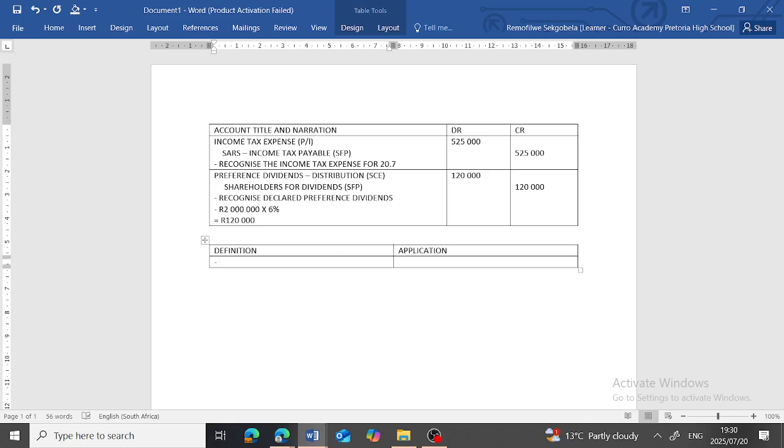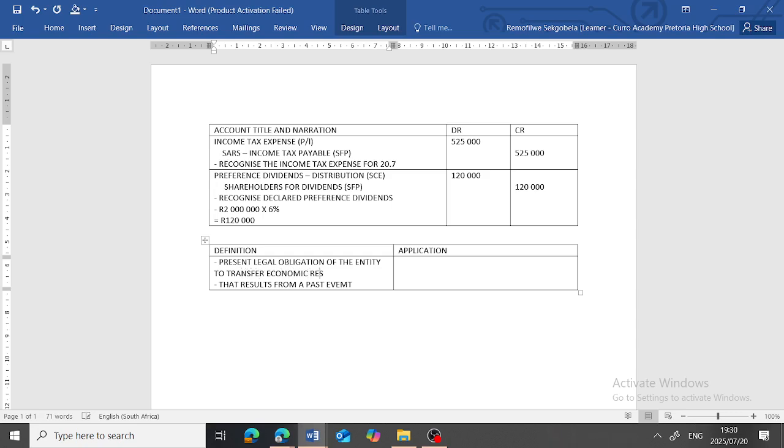It is a present legal obligation of the entity to transfer economic resources that results from a past event, and then you also state of which the settlement usually entails an outflow of cash, right?